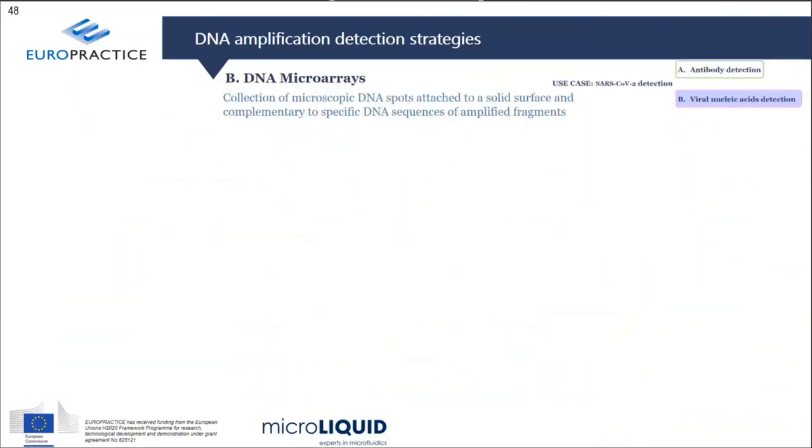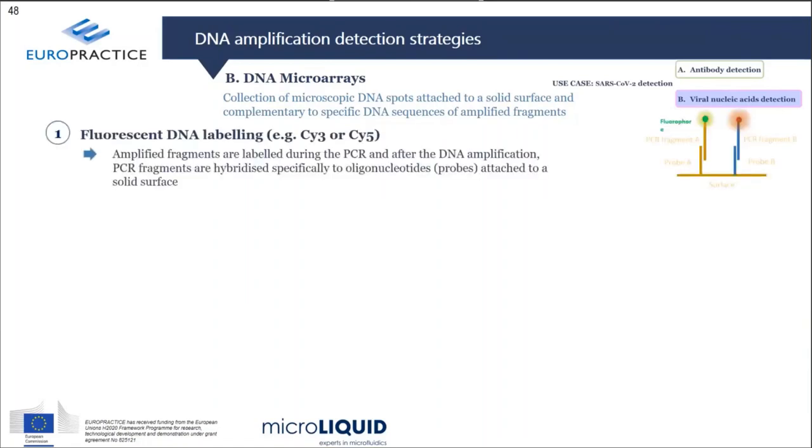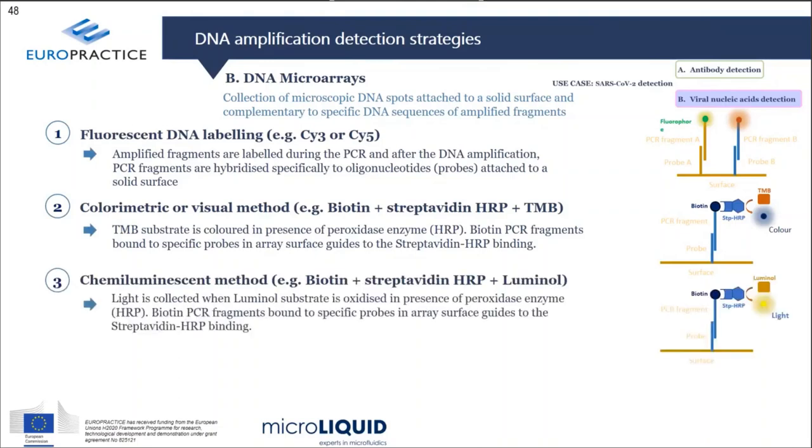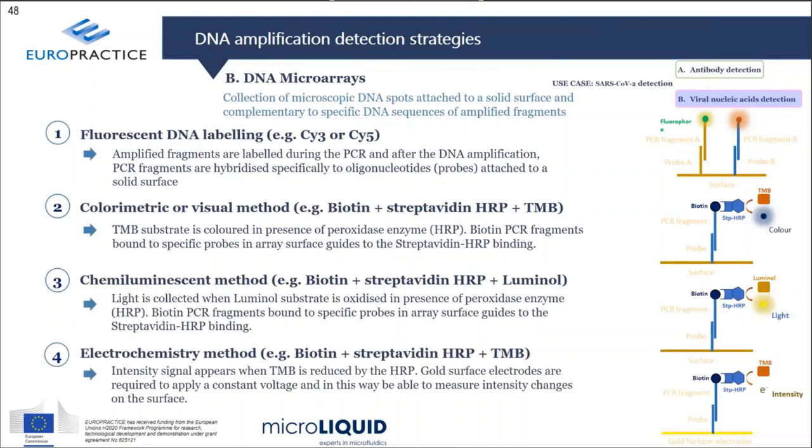And you can do the detection not only by real-time PCR, but also by DNA microarrays. We could integrate probes that specifically bind to the DNA material that has been amplified by the PCR, and then label these specific molecules with fluorescent DNA probes. Or we could again make use of molecules that provide a specific color when in contact with a specific substrate, or molecules that emit light when in contact with a different substrate, or provide changes in voltage and current through a redox protocol.